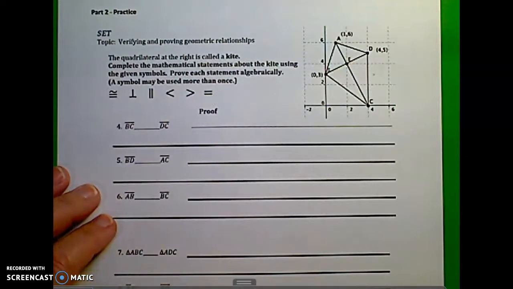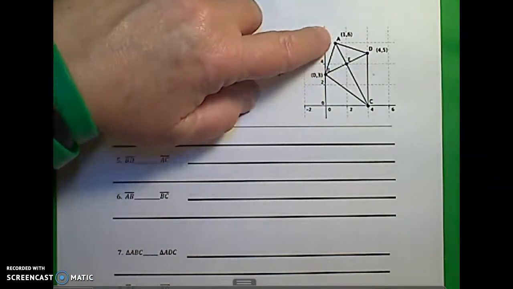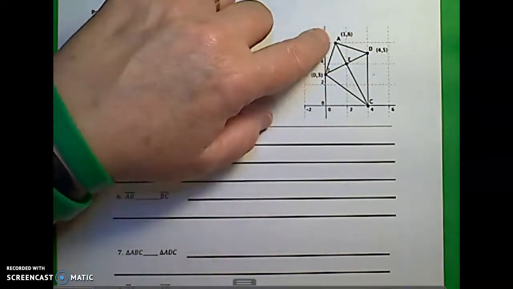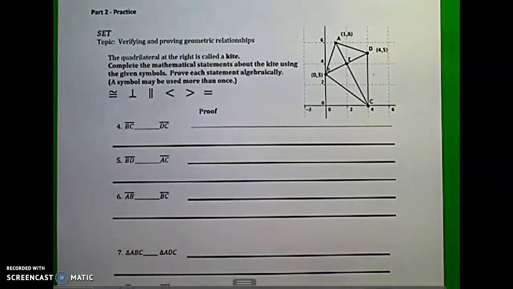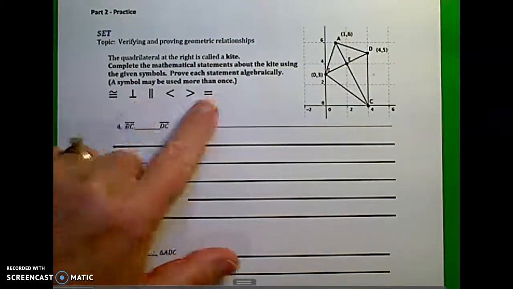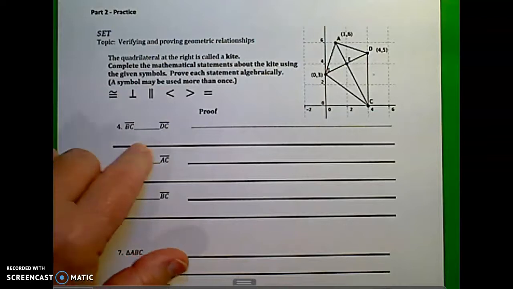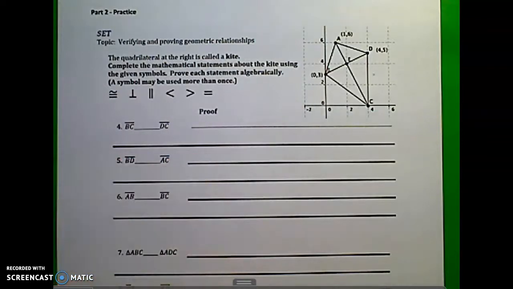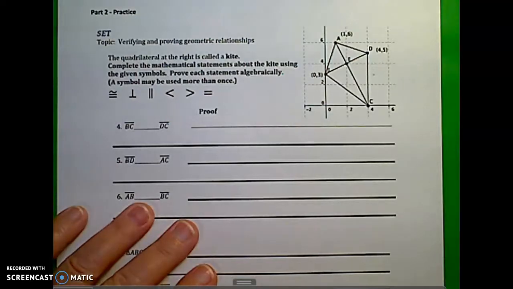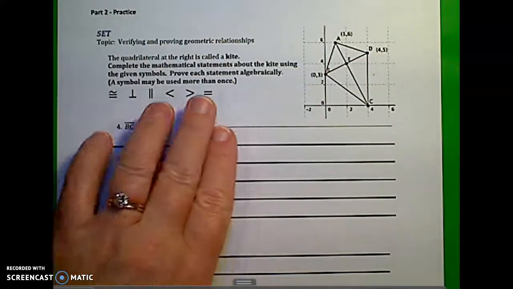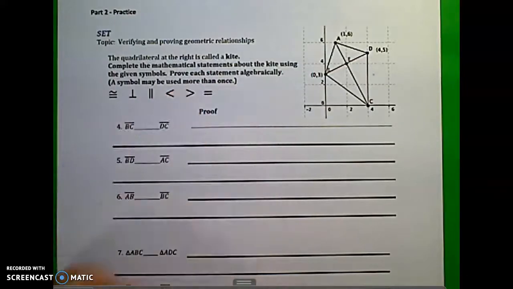What that means is we're going to show the slope when that's appropriate. We're going to show the length mathematically that we calculate. And then we're going to compare different lengths or different slopes to determine what statement needs to go in here. So if it ever says explain how you know, or show justification for your answer, or prove your answer, that means it wants algebraic statements that show that these things are true.